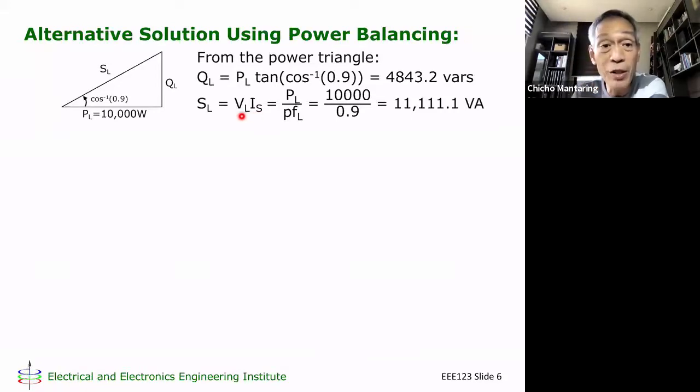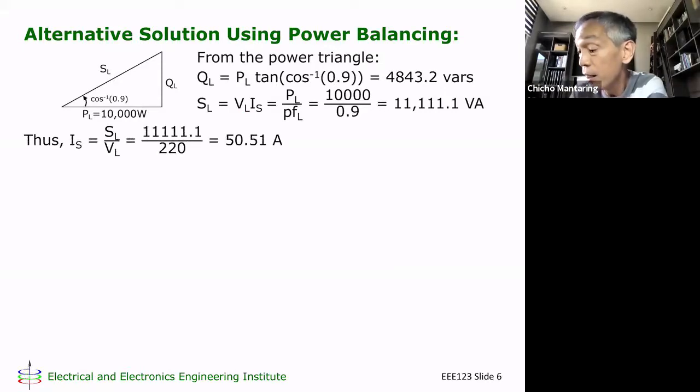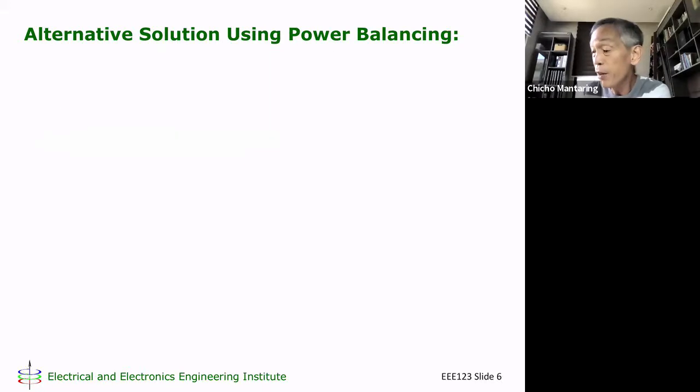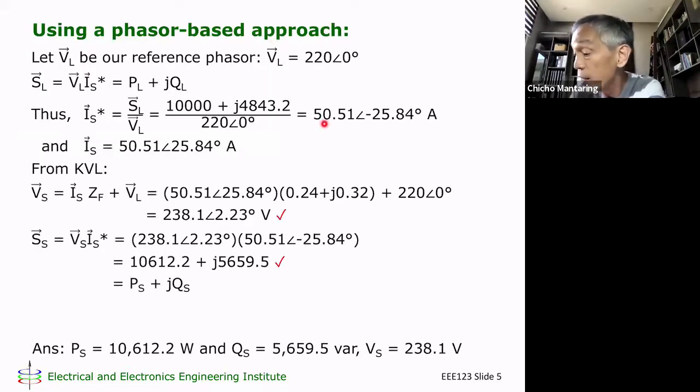So knowing S of L, I of S, mako-compute ko kaagad. Kasi alam ko naman yung V of L, no? V of L is just 220. Right? Thus, I of S, we're only looking at the RMS value, is 50.51 amperes. If we compare this to what we got earlier, yes, no, it's the same.